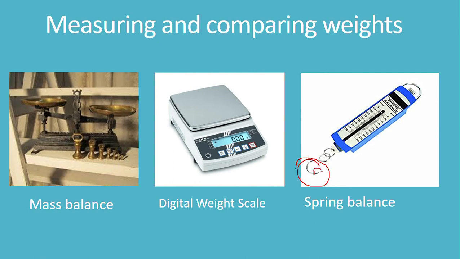Let's just say I have to measure this ball, so I'll hang it here, and then I'll vertically hang this thing from somewhere. Then this scale over here will mark somewhere, let's just say here or here. So it will show us the reading of what is the weight of the object. A spring balance basically shows the weight of the object.